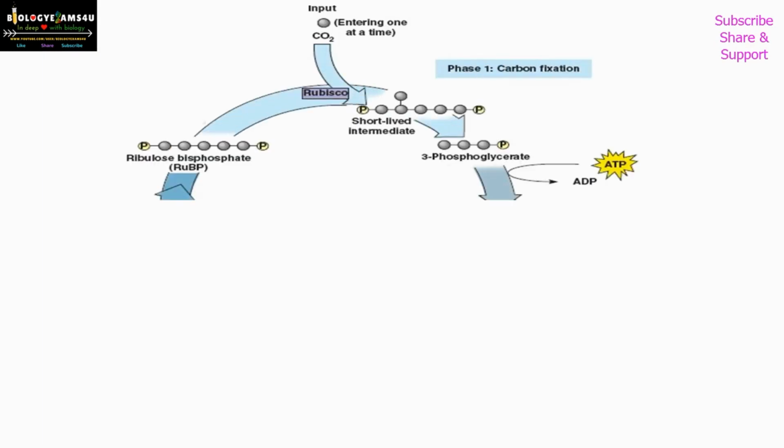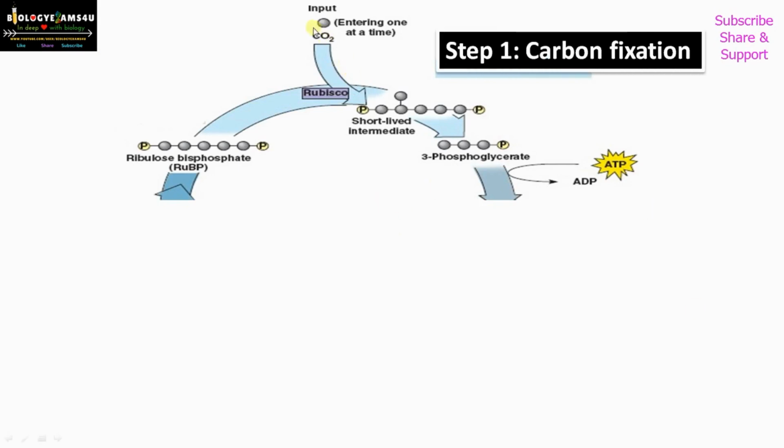Starting with the reactions. The first reaction is carbon fixation, where carbon dioxide combines with RuBP, ribulose bisphosphate, in the presence of the enzyme Rubisco, forming a 3-carbon compound. First, there is a formation of a short-lived 6-carbon compound, which then splits to form a 3-carbon compound, 3-phosphoglyceric acid. Therefore, the cycle is also called the C3 cycle. Step 1 is carbon fixation, where carbon dioxide combines with RuBP, forming a stable 3-phosphoglyceric acid.